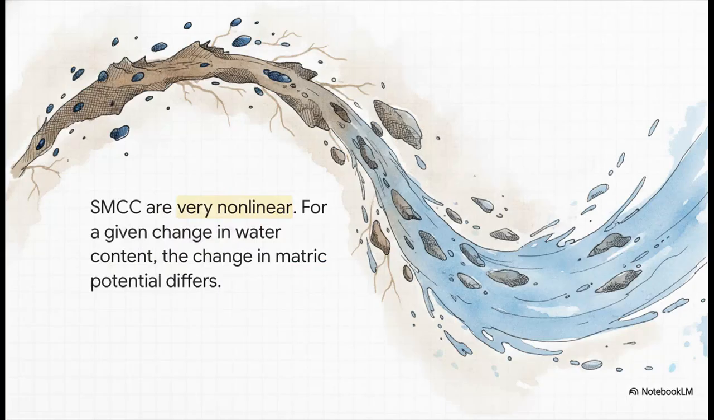Notice that these curves are highly nonlinear. They have a very distinct swooping shape. The source text points out that because of this, for a given change in water content, the change in matrix potential will be different at different points on the graph. To decode the math into plain English, there is a gradual decrease in tension with increased soil water content, and vice versa. Basically, as the soil gets wetter, the tension holding that water gradually drops off.